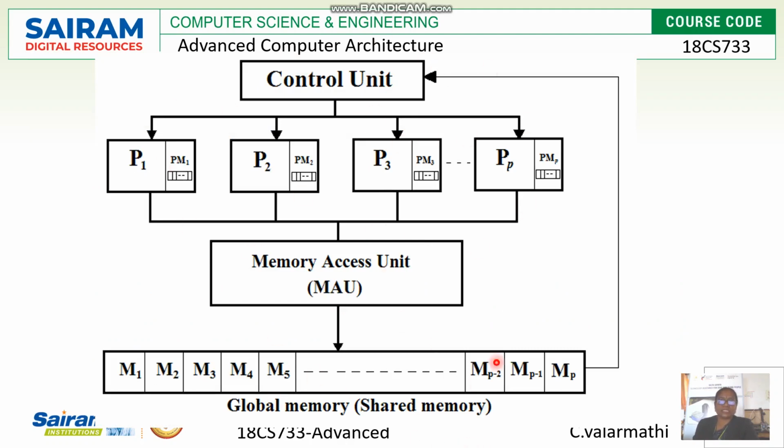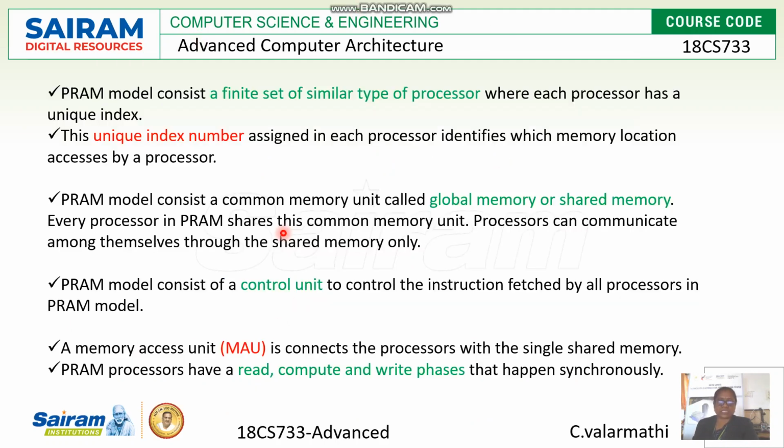You can see this PRAM architecture, where P1 to PP are the different processors. These are assumed to execute in a synchronized way, and they have the capability of accessing one memory unit, called the memory access unit, which has P different parallel memory modules, varying from M1 to MP. So this is the structure of parallel random access machine.